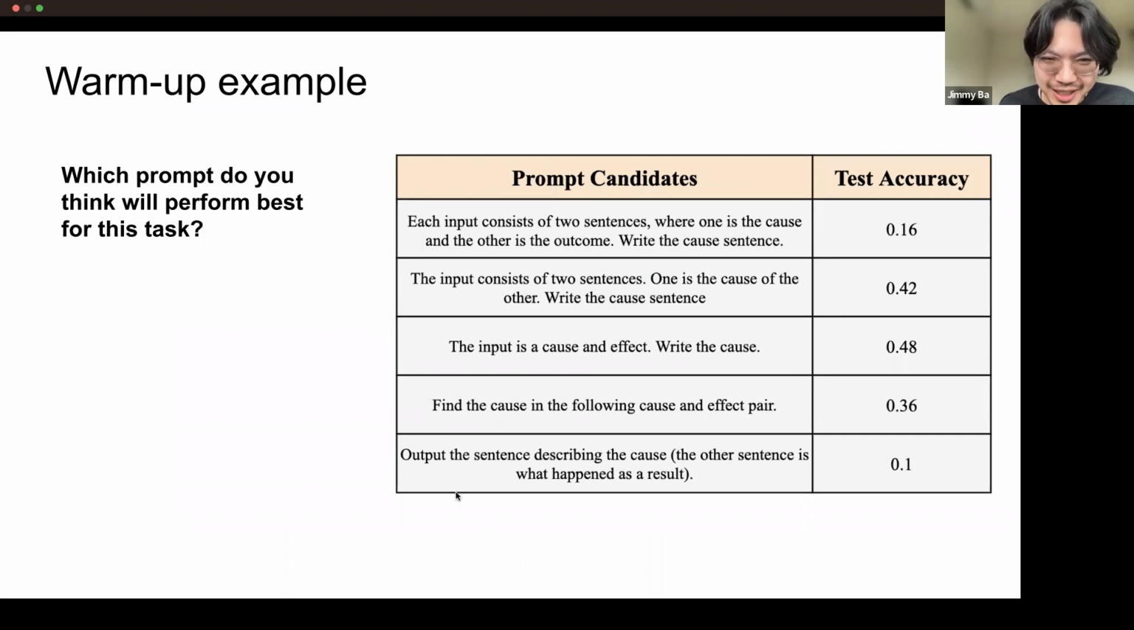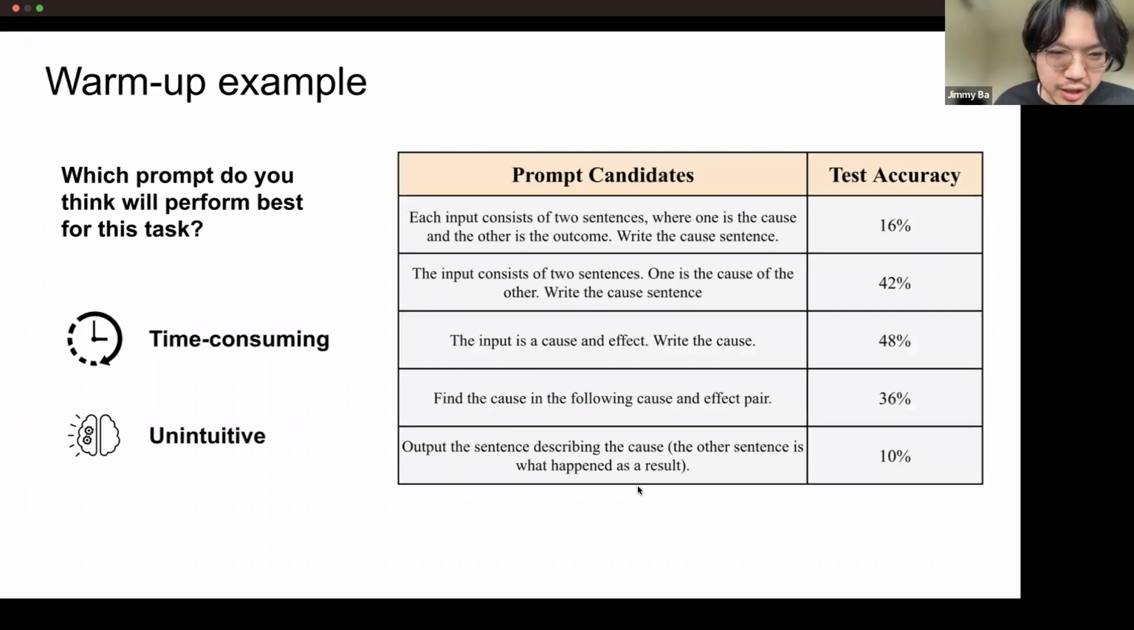And these are the results we get. This is from some of the students in my lab. Given this data set, they wrote, hey, the input is a cause and effect, write the cause. Or the input consists of two sentences, which one is the cause of the other. So depending on the wording of how you write those prompts, the final performance of the model actually varies a lot, although semantically they all mean very similar things, right? So humans are actually not very good at coming up with a perfect prompt to maximize the task performance in this case.